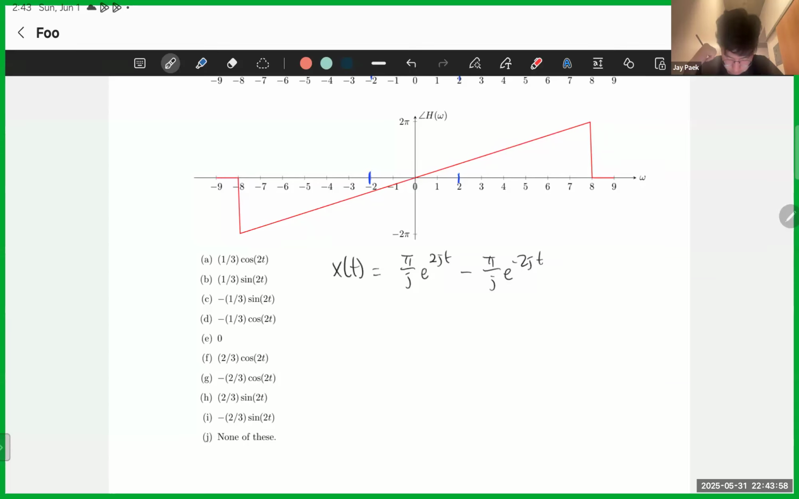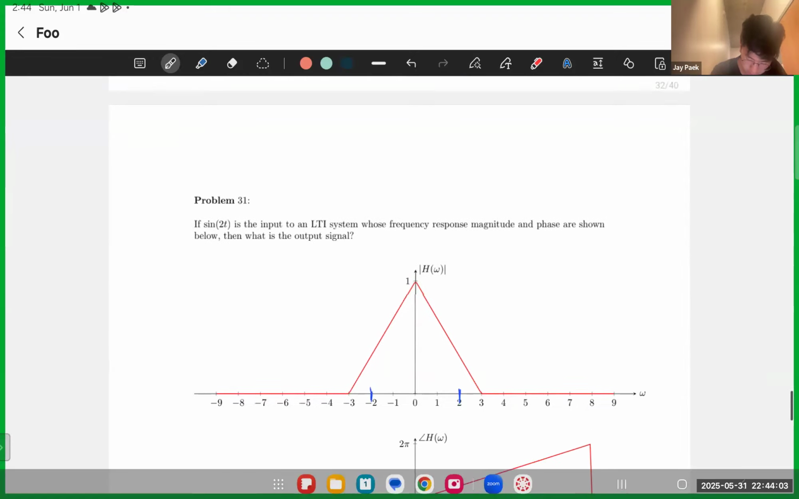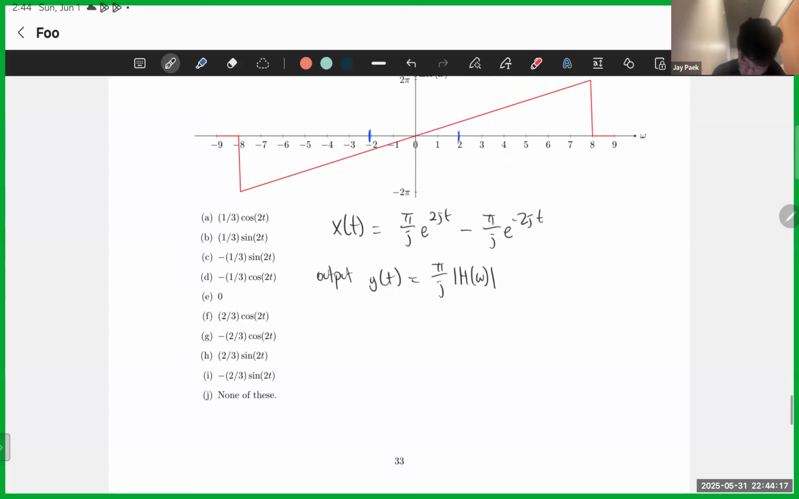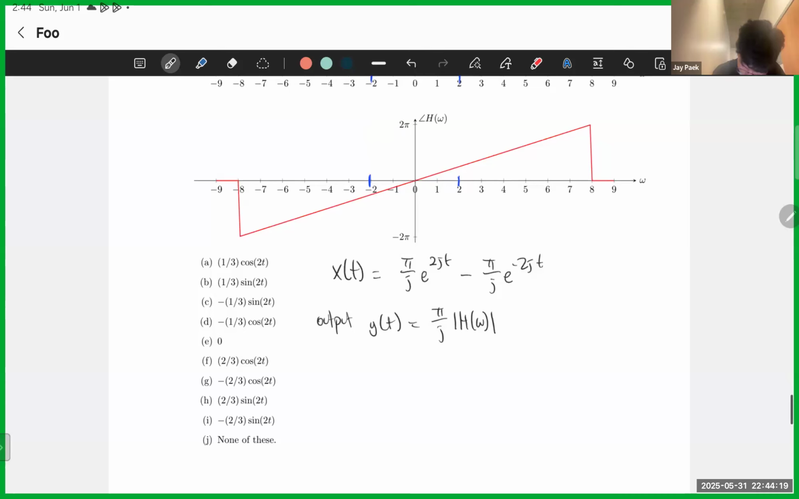And this means that after we input it into the system, because of our eigenfunction property again, we know that our output will be the magnitude times whatever this was, or I'll just say h of omega. H of 2 e to the 2jt, and then we can just figure out h of omega later.